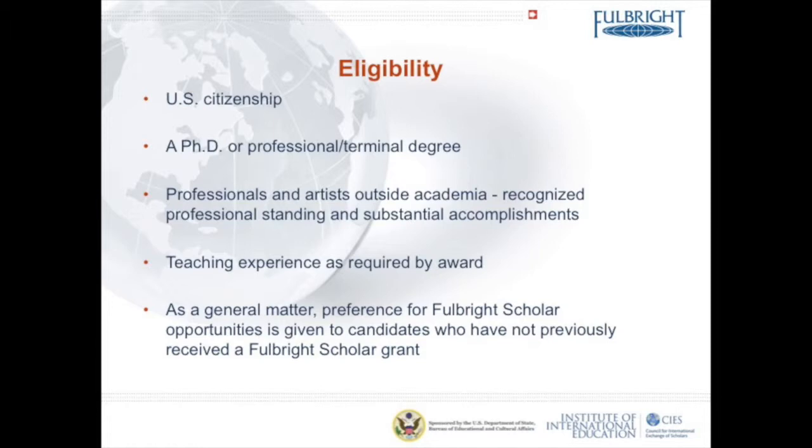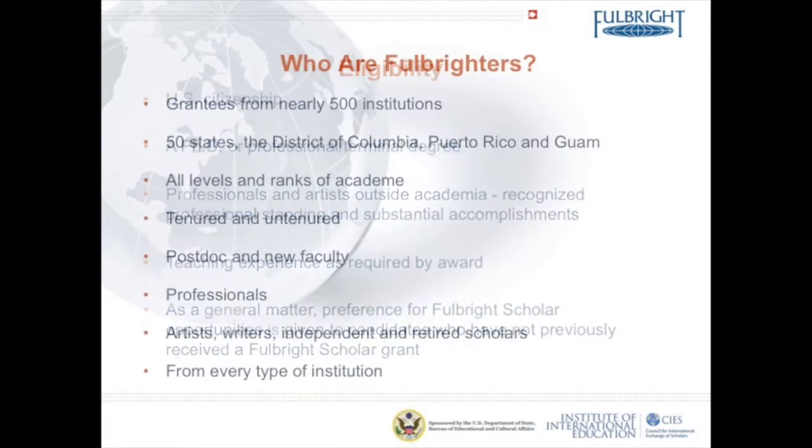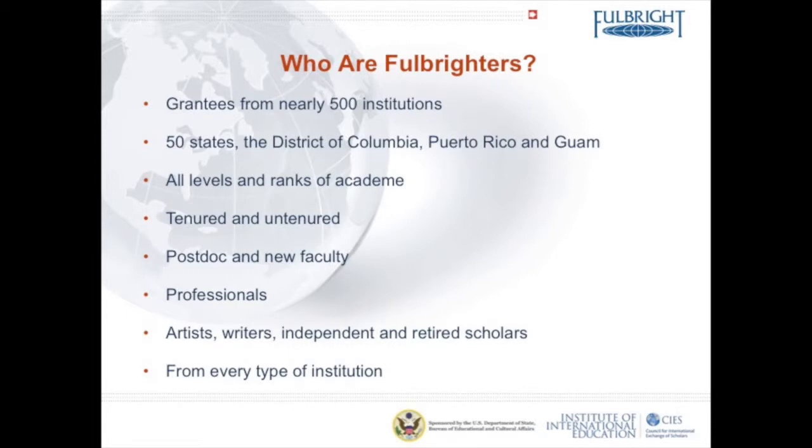In terms of some general information about the profile of our grantees, grantees generally come from over 500 institutions, and that's every type of institution in every U.S. state, as well as U.S. territories. So we also have selected scholars coming from Washington, D.C., Puerto Rico, and Guam.